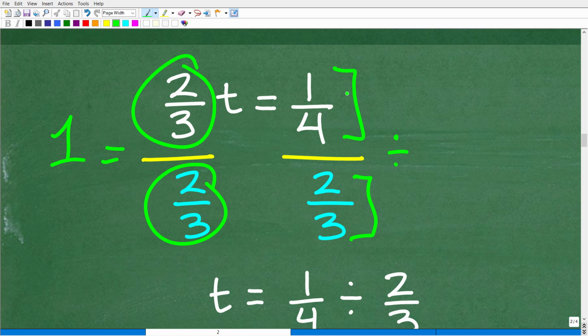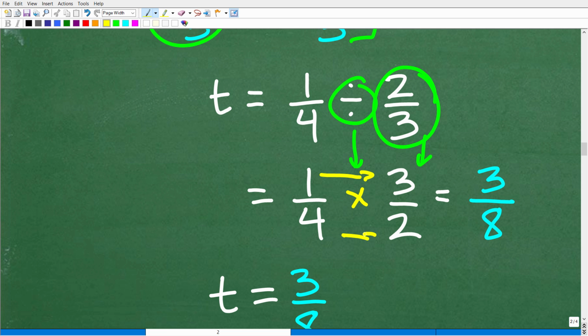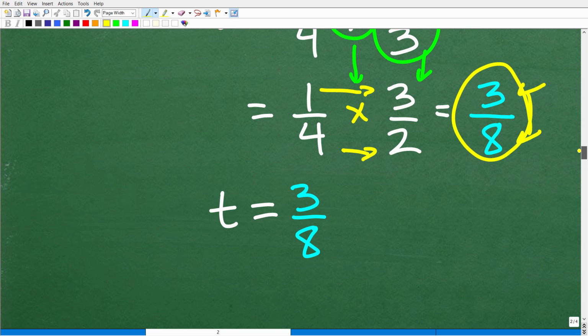So we need to write it this way, 1/4 divided by 2/3. And we want to express it this way: t is going to be equal to 1/4 divided by 2/3. Now we have to remember how to divide fractions. We change from division to multiplication by flipping the number on the right. So 2/3 is going to go to 3/2. Now we multiply these fractions, multiplying the respective numerators and denominators. So 1 times 3 is 3, 4 times 2 is 8, and there is our solution. So t is equal to 3/8.